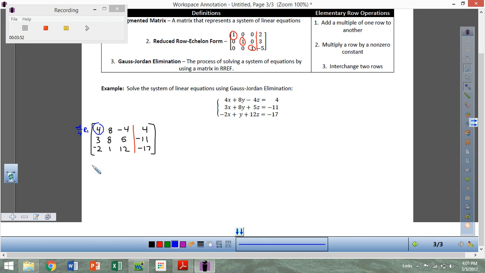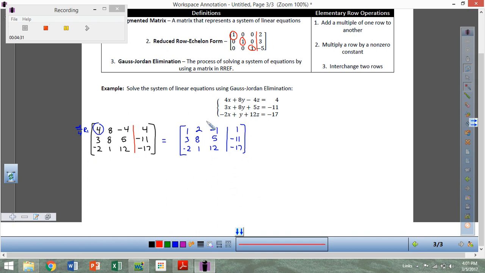So my first step, and I'm just going to work straight across here, is I'm just going to replace row 1 with 1/4 of row 1, which means this is 1, 2, -1, and then 1. And then the other rows, I haven't done anything with those yet, so 3, 8, 5, -11, and -2, 1, 12, and -17. Okay, so that was my first thing that I wanted to do.